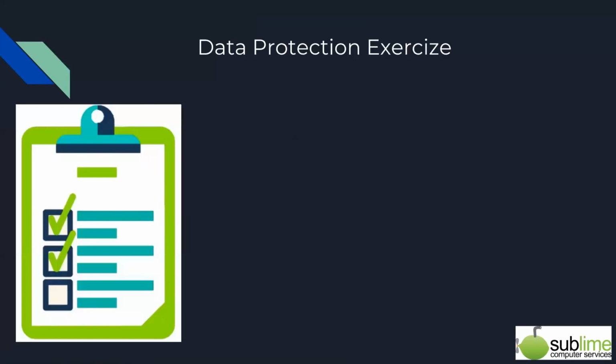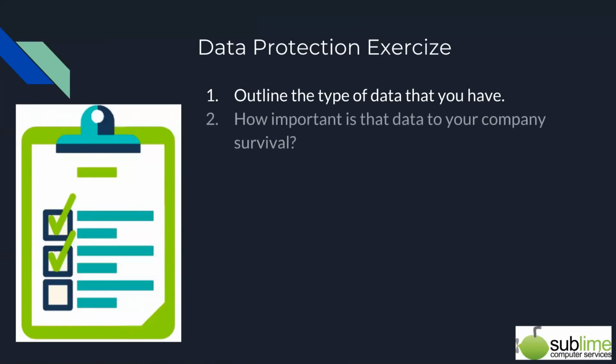Okay, so in order to get started on a disaster recovery plan, you want to decide, what do you want to protect? I call this a data protection exercise. Outline the type of data that you have. If you're an accounting firm, maybe the most important type of files that you have are spreadsheets and QuickBooks files and Quicken files, or files that you're keeping for your clients. Or if you're an engineering shop, you've got AutoCAD files. Or if you're a typical office, you have Word documents and spreadsheets. And you want to know what type of data you have and how you would go about protecting it, keeping it. How important is that data to your company to survive?